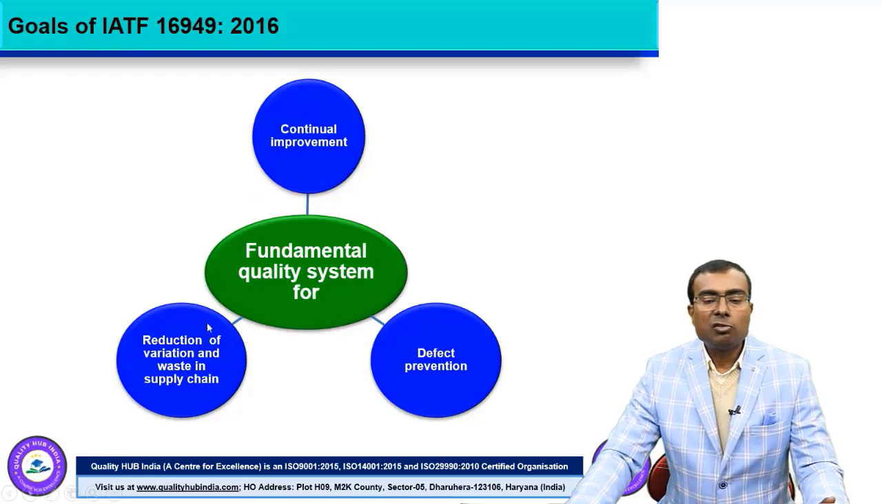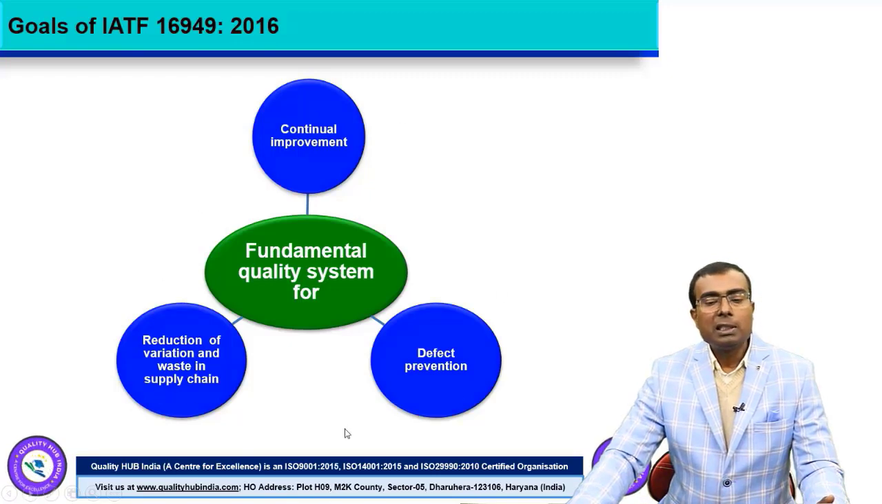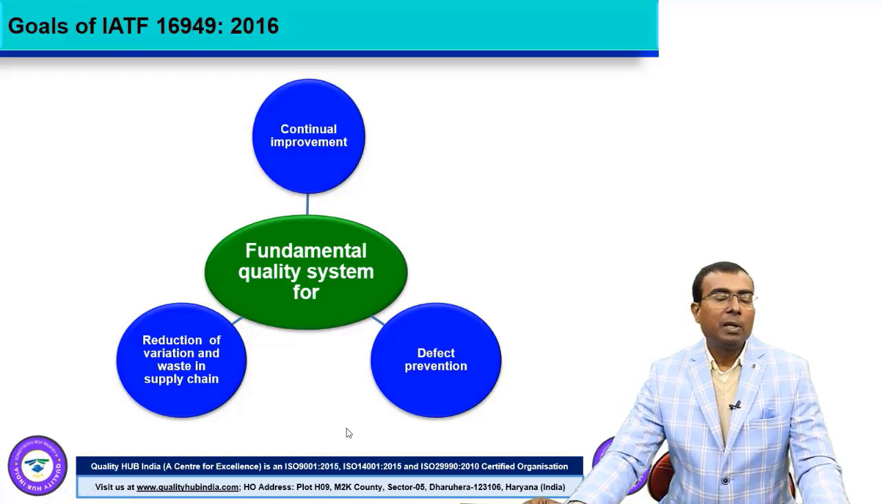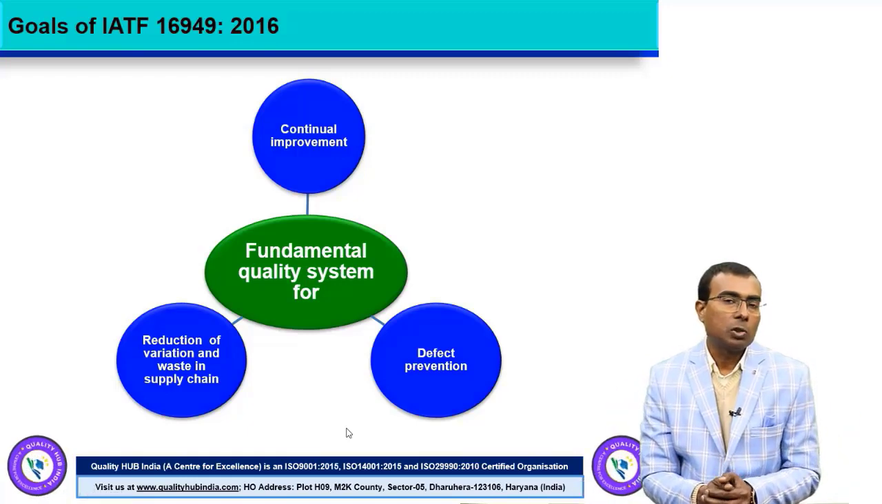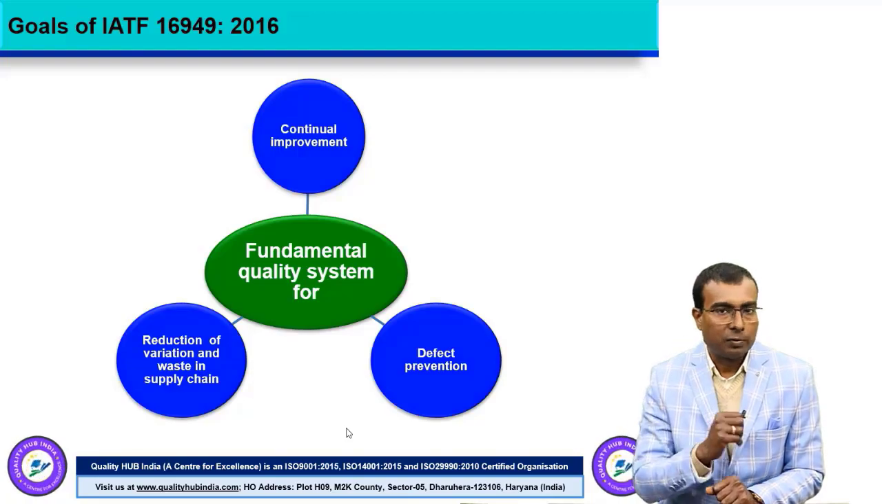So friends, these are the 3 goals: continual improvement, defect prevention and reduction of variation and waste in supply chain. And this is the same as ISO TS 16949. This applies to the automotive industry, but it is very important not to use it only in the automotive industry. If you are using it in some other industry also, not an issue, still there will be continual improvement in your processes and your practices, and it will be beneficial for the organization as well.